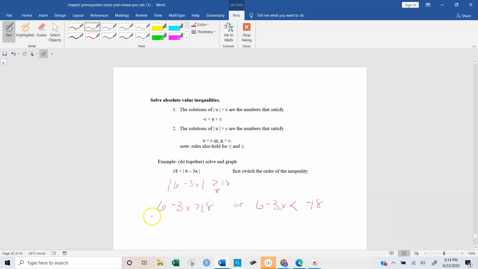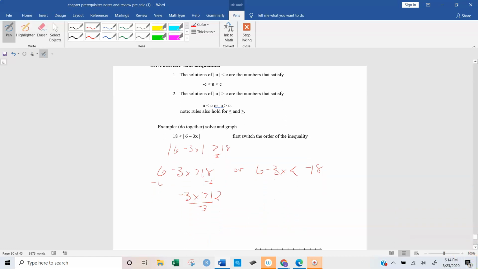Solve for your x, so let's subtract the 6. So the negative 3x is greater than 12. You're dividing by a negative 3, so make sure you flip your sign. So we know, let's go down here a little bit, x is less than negative 4. Same over here, subtract your 6. So negative 3x is less than a negative 24. Divide by a negative 3 again, so we got to flip our sign. So x is greater than 8.